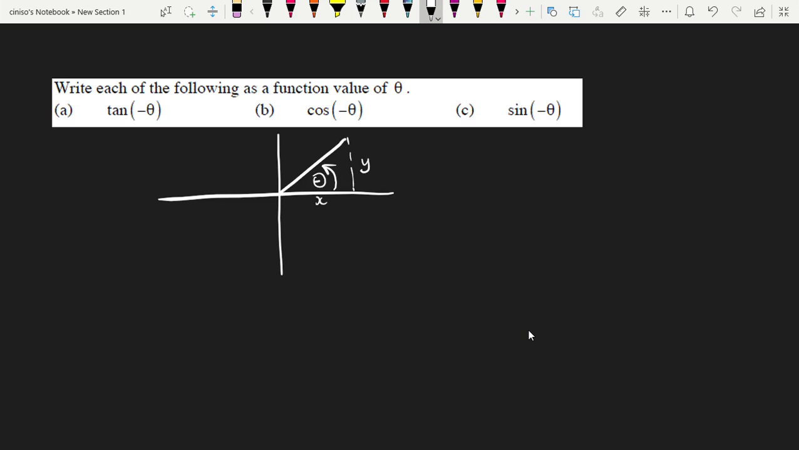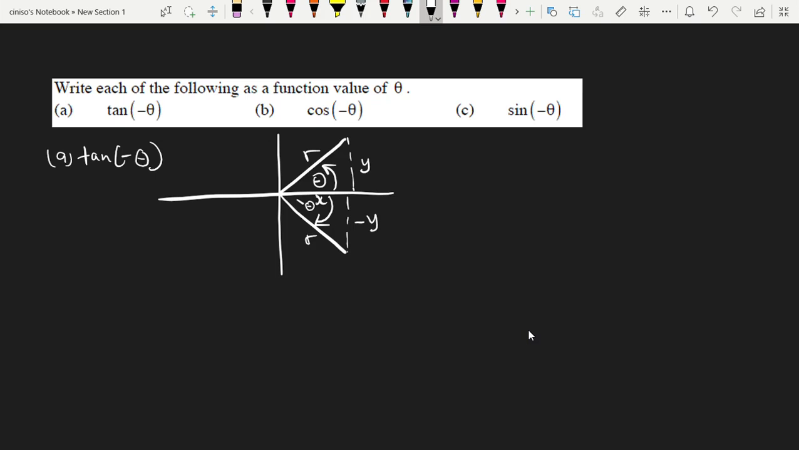But now in our A, we have tan of negative theta, right? So to measure a negative theta, we'll have to go in a clockwise direction. So negative theta here must measure in a clockwise direction, whereby this will be our negative y, and this will remain x, and this will be r, right?